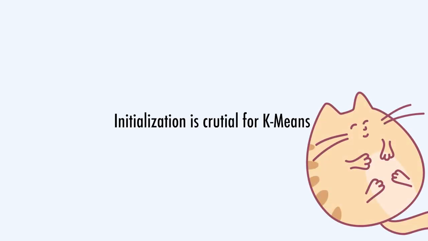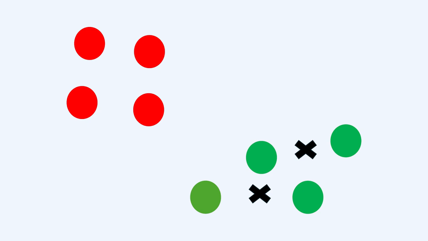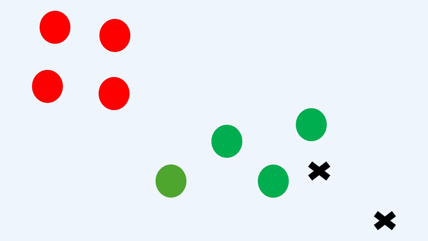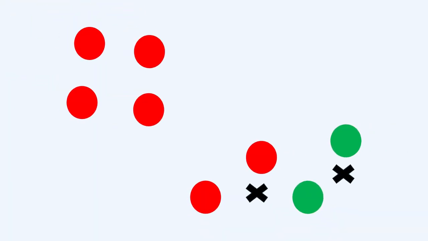This means 2 things. First, that initialization is crucial for K-means, and second, that different initializations can lead to completely different K-means clusters. This is in fact one of the disadvantages of K-means. It is sensitive to the initialization of the centroids. So, if a centroid is initialized to a far-off point, it might just end up with few points associated with it, and at the same time more than one cluster might end up linked with a single centroid. Similarly, more than one centroid might be initialized into the same cluster, resulting in poor clustering.